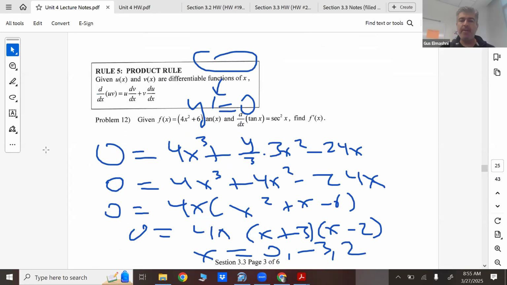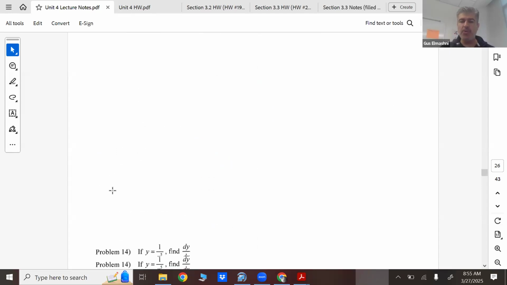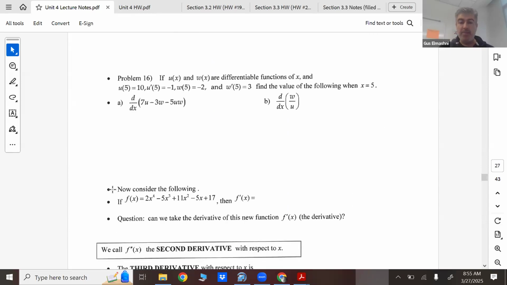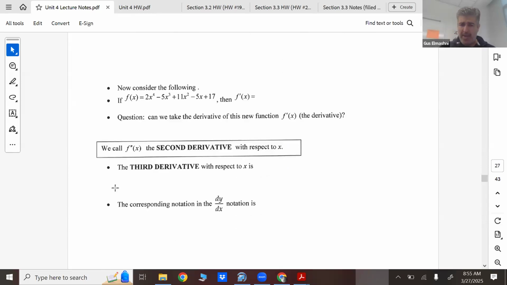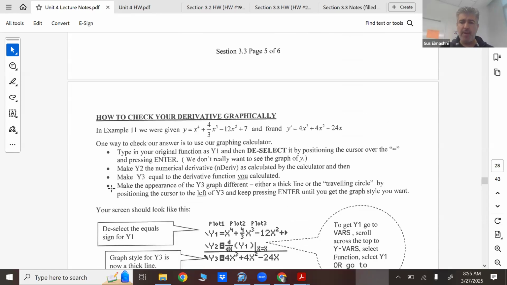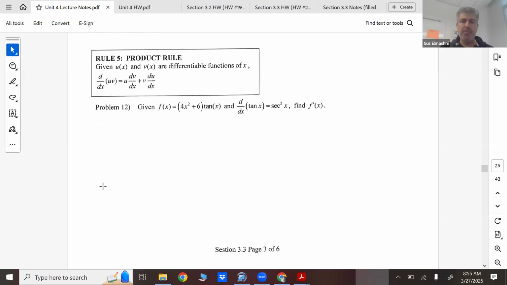This is a big one. I'm going to take a little time because I don't want to rush it. Product rule and quotient rule are two big ones. And then we're just kind of talking about the power rule again, especially when exponents are negative or whatnot. Some other wacky problems, multiple derivatives, and how to use a graphing calculator. So we should be able to wrap all this up in about 15 minutes. Okay. Product rule.